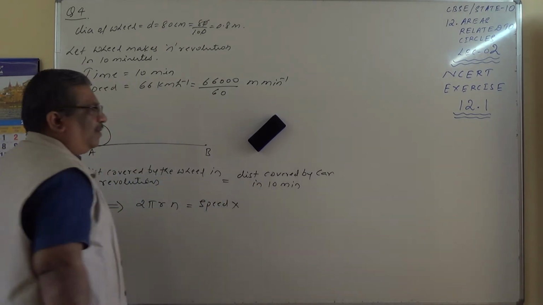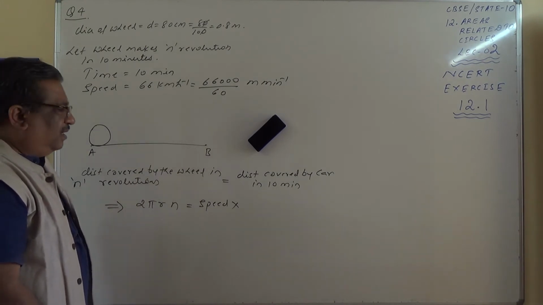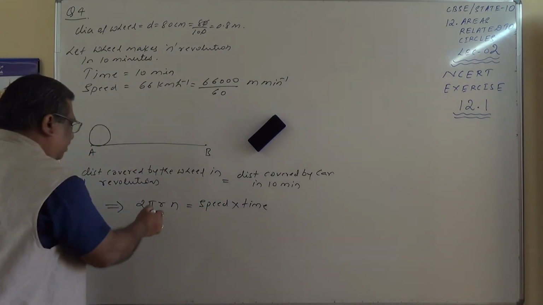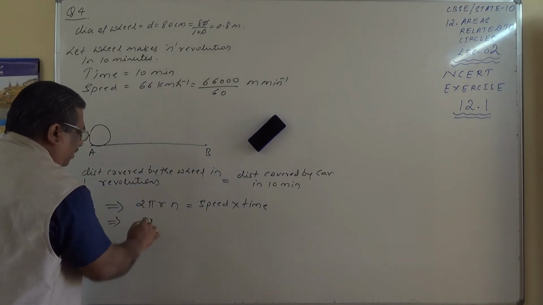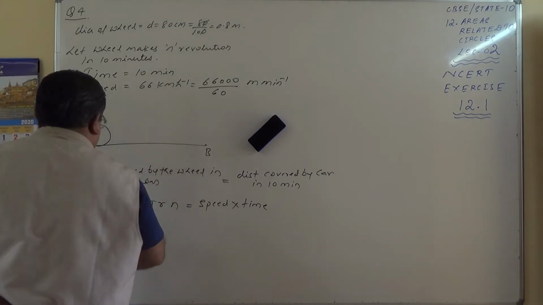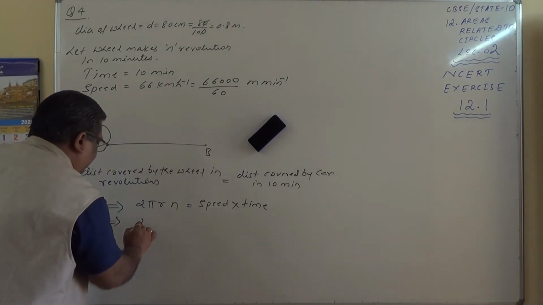What is the distance formula? Speed is equal to distance upon time. Distance is equal to speed into time. Okay. So this implies pi value we can consider it to be 22 by 7. Keep it as it is. 2 pi.